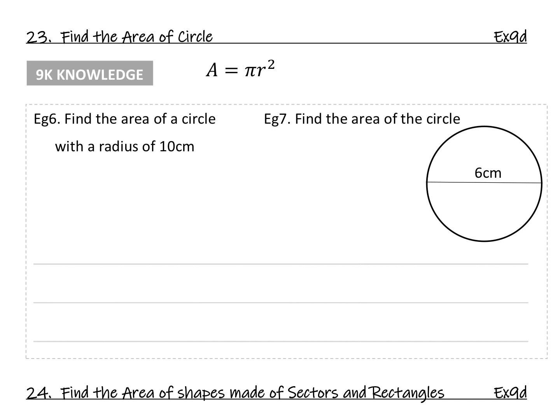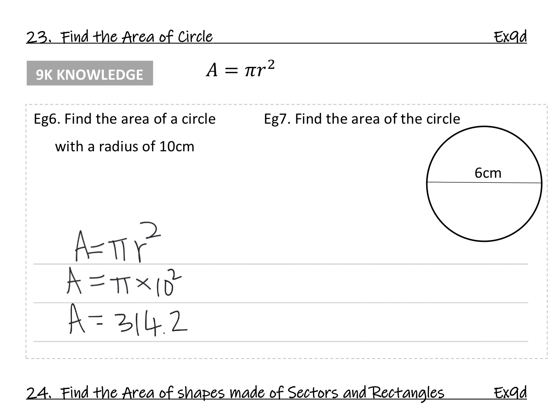Example 6. Find the area of a circle with a radius of 10 centimeters. So to find the area of a circle, we use the formula A equals pi r squared. So we then have to get pi and multiply it by the radius, which is 10 squared. So that would be 100 pi, or 314.2 centimeters squared. I've rounded that to one decimal place.